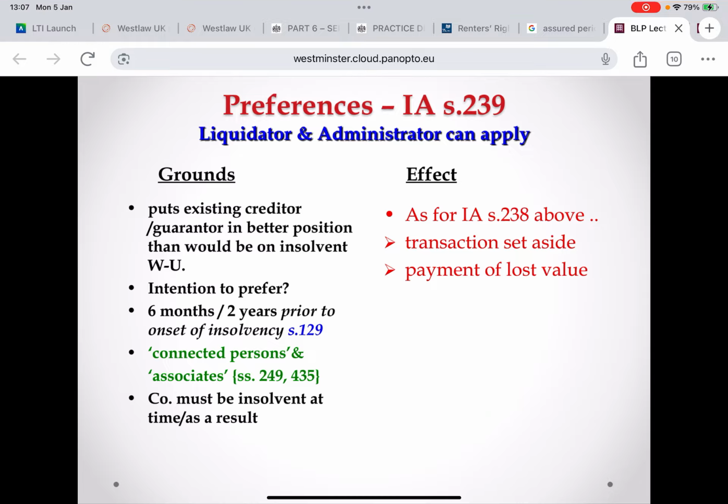Well, if it was the managing director's wife or husband, you may say, that sounds a little bit dodgy to me. Preferences are aimed at that situation. A preference is the situation where you put an existing creditor in a better position than they otherwise would be on insolvent liquidation.